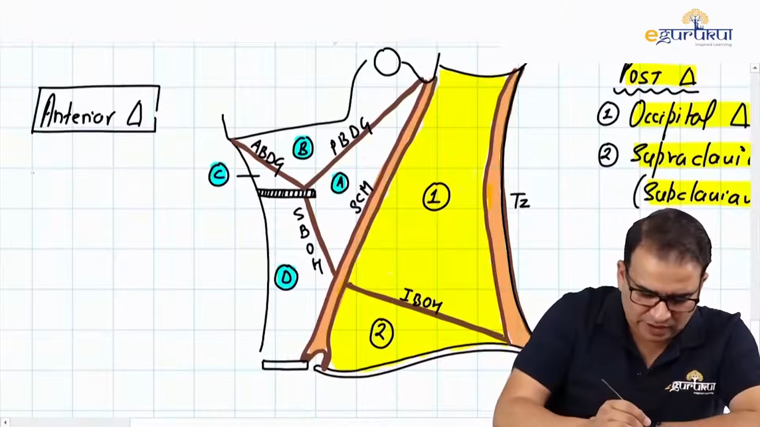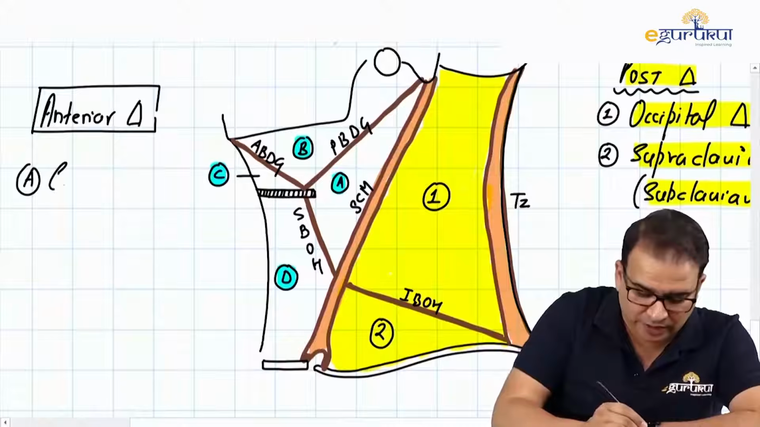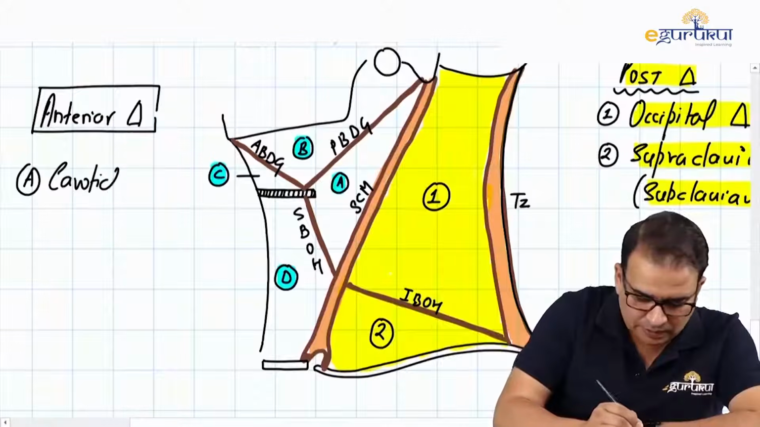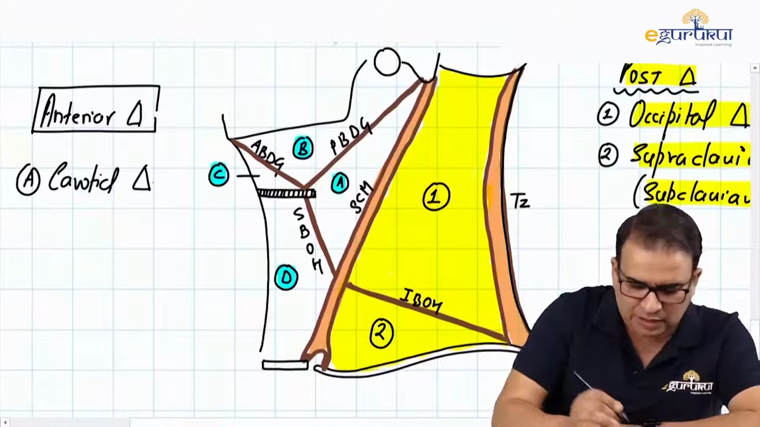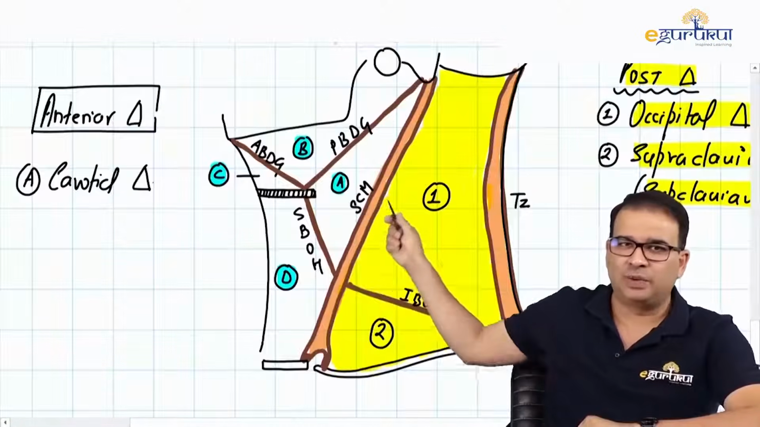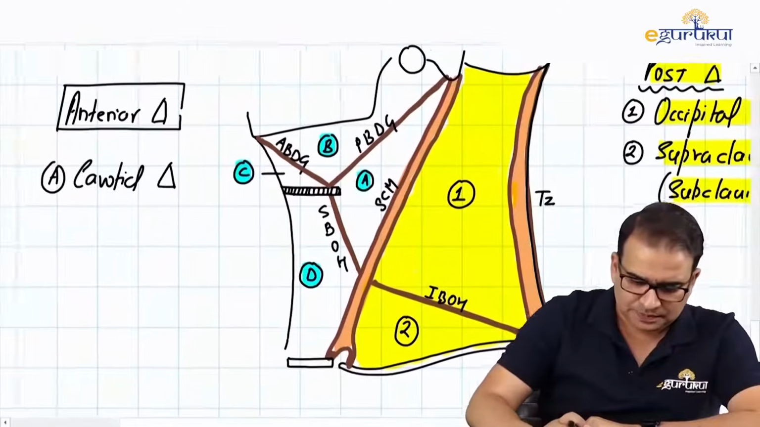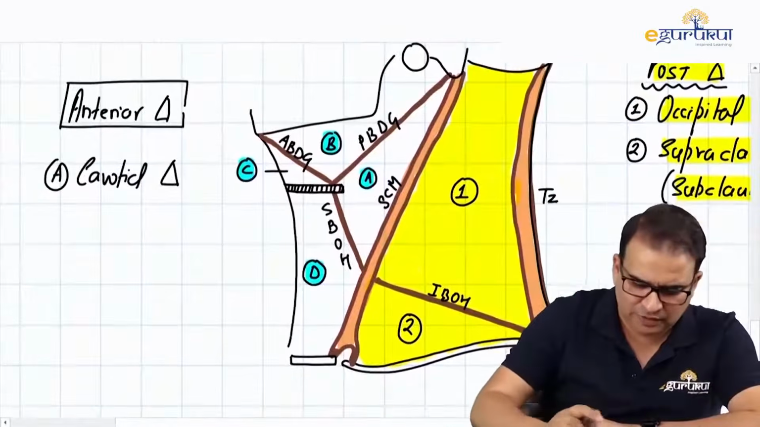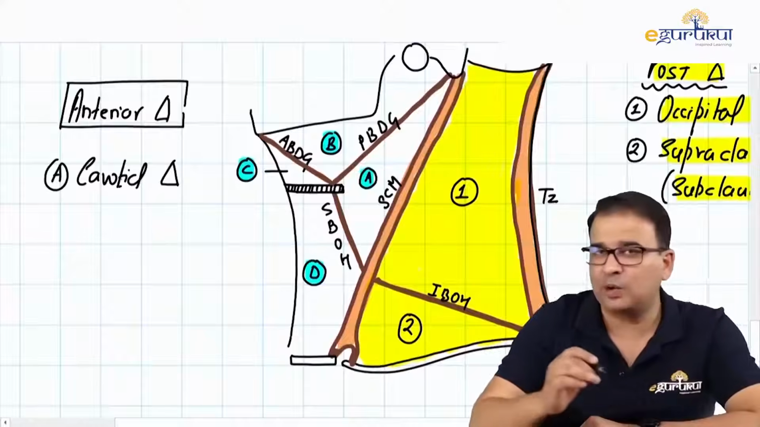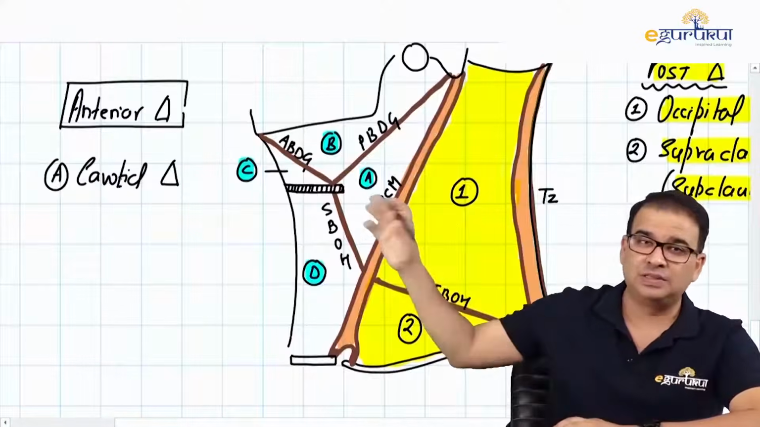So guys, anterior triangle, what is A? The triangle A, probably the most important there, that is the carotid triangle. Triangle A here is the carotid triangle, the one that you see between the posterior belly of digastric, superior belly of omohyoid, and sternocleidomastoid. We already have a little idea about the carotid triangle. 5 branches of external carotid artery, we said, are given off in this triangle.